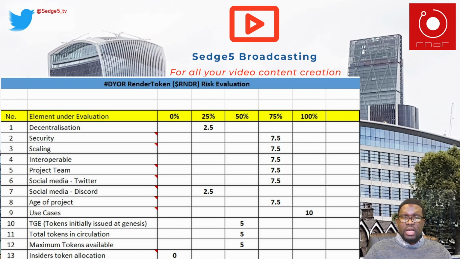Project use cases, I believe Render has got use cases in bucket loads. Therefore, we are going to give Render token 10 points out of 10. Tokens issued at project launch, 5 points out of 10. Tokens in circulation at the point at which we are doing this video, 5 points out of 10. Maximum tokens available, 5 points out of 10. Insider token allocation, as I've already said, it's according to our own analysis, 100% retained by insiders. Therefore, we are going to give Render 0 points out of 10.